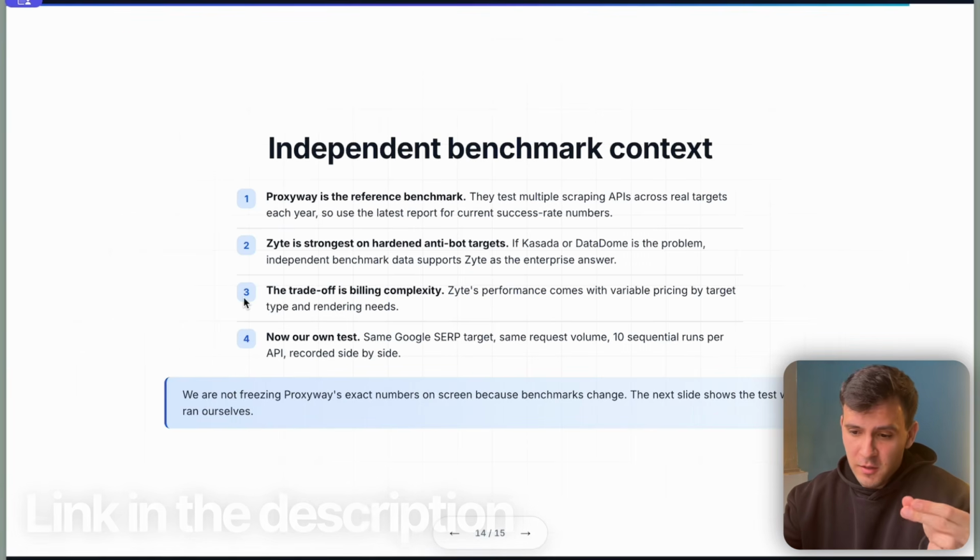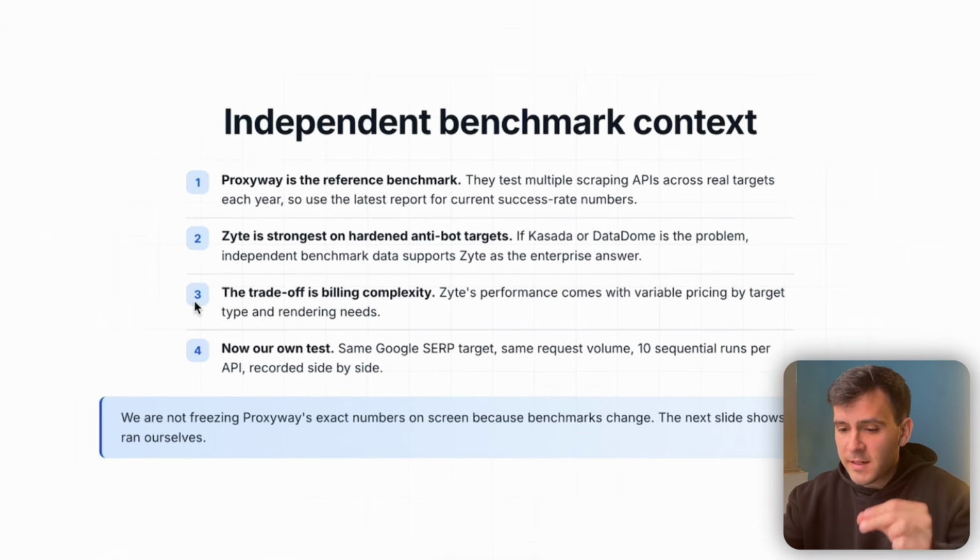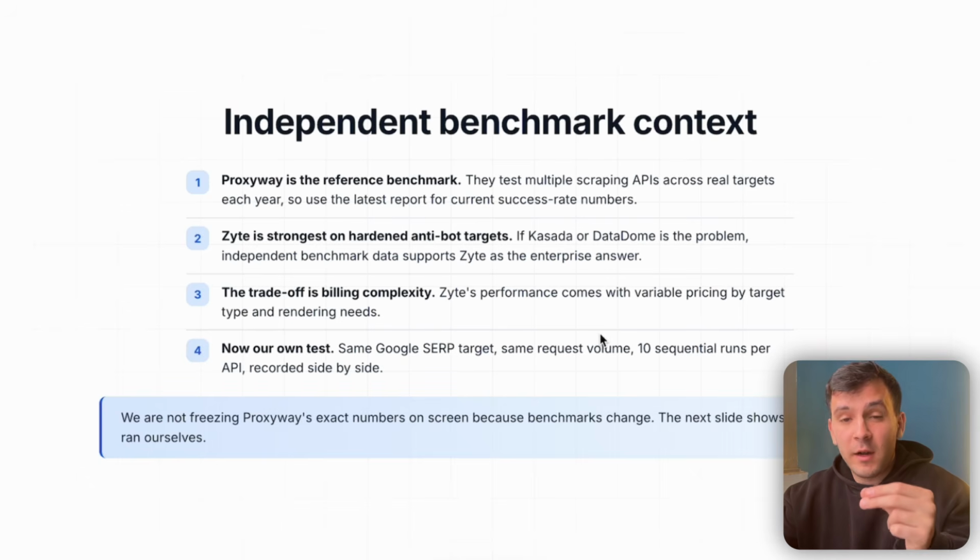So we will say generally, in the most recent report, ScraperAPI scores lower on success rate than the other major providers tested, and Zyte scores the highest. So you can draw your own conclusions. For Zyte specifically, if your primary concern is defeating anti-bot and hardened targets like Kasada or DataDome protected sites, the independent data supports that Zyte's unblocking is the strongest in the category. And that is worth knowing. But the trade-off is the unpredictable billing at scale, which we talked about.